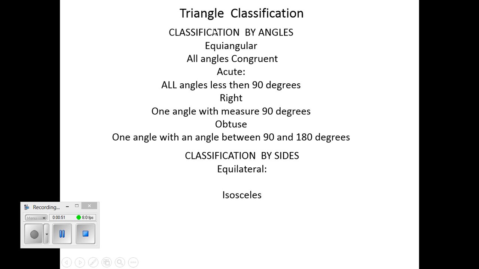So classification by angles: equiangular, all angles congruent; acute, all angles less than 90; right, one angle 90; obtuse, one obtuse angle. Okay, by sides: equilateral, all sides congruent. Isosceles, two sides congruent. Scalene, no sides congruent. All three sides are of different length.